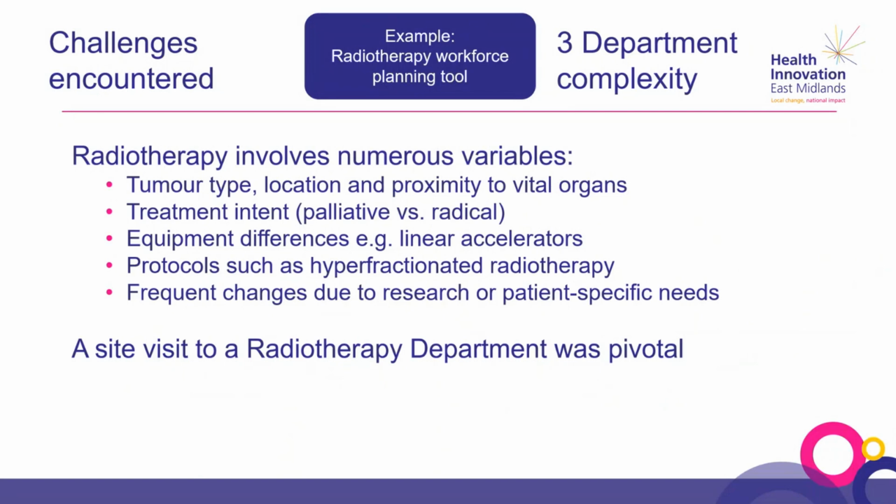Radiotherapy involves numerous variables: tumour type, location and proximity to vital organs; treatment intent, whether it's palliative or radical; equipment differences, so linear accelerators that might have subtle differences in each Linac machine; protocols such as hyperfractionated radiotherapy, so smaller amounts of radiation more frequently; and frequent changes due to research or patient-specific needs, all of which requires different levels of radiotherapy doses or fractions, and all add to the complex mix and frequency of fractions and durations spent having those radiation doses. The model needed to address these complexities, but somehow make it easy to adjust. And a site visit was pivotal to my understanding of that complexity.